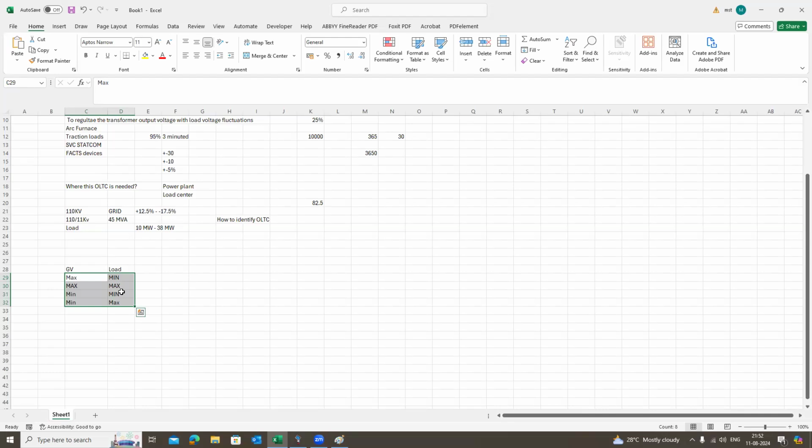So if you take the grid voltage and the load, out of these 4 conditions, 2 conditions will give the 2 extreme conditions, right? So what are those 2 conditions here? One is grid voltage maximum and load minimum. Second is grid voltage minimum and load maximum.